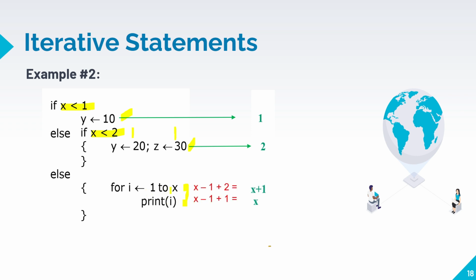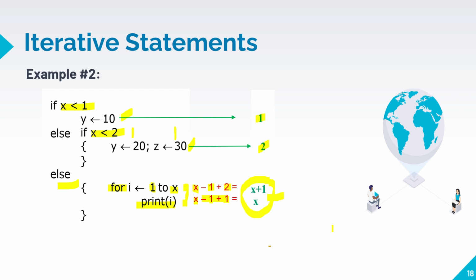For this one, we apply the upper bound and lower bound, since this is a for loop or iterative statement. Our upper bound is x minus lower bound 1 plus 2, so the answer is x plus 1. For the statement, we have upper bound minus lower bound plus 1, so our answer here is x. We have computed the different statements in every condition. The maximum among them is this one under the else, so this is the one we will count. We will no longer count the other two.